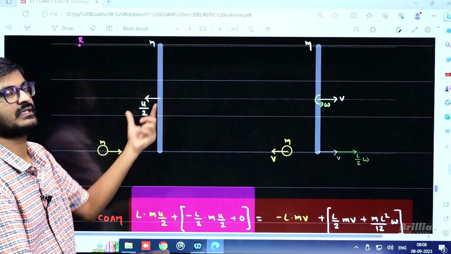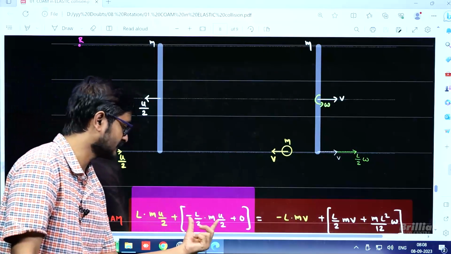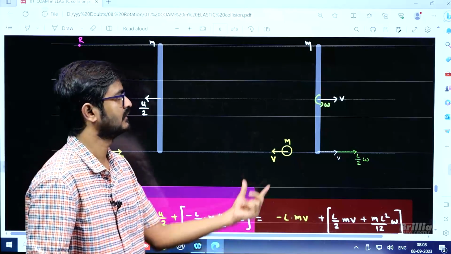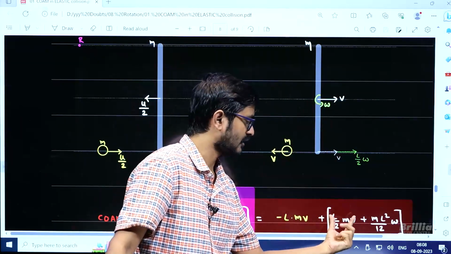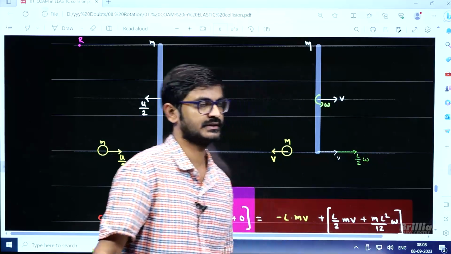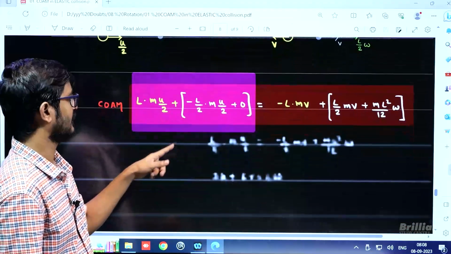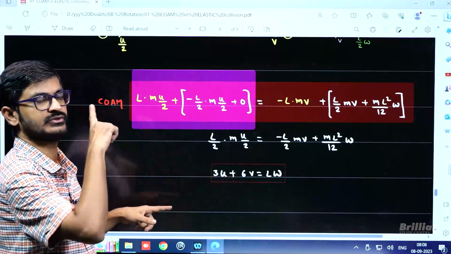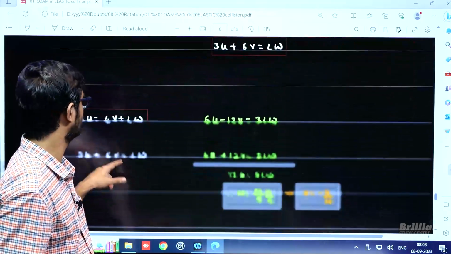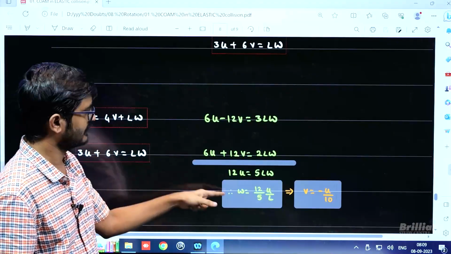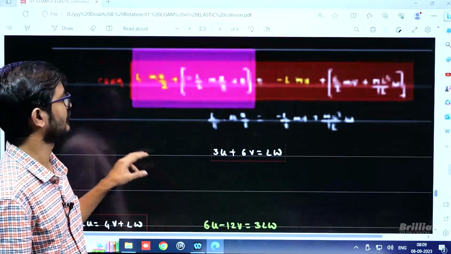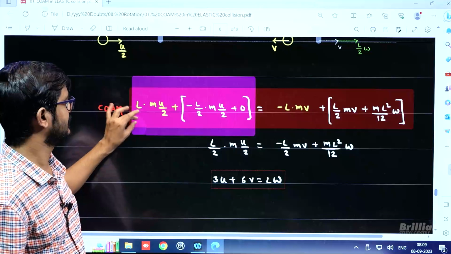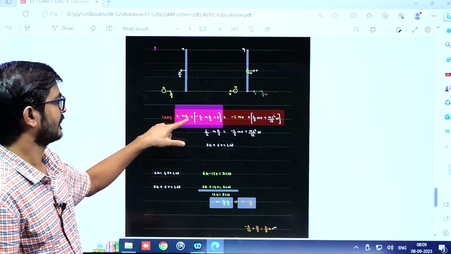Initial angular momentum of this guy will have 2 components, angular momentum off center of mass and about center of mass. Final angular momentum of this guy will have 2 components, final angular momentum off center of mass and about center of mass. So when I manipulated it, I got this equation. Again I will be using e equals 1 and this equation. Again when I solve it I will be getting the same result, so that is correct.